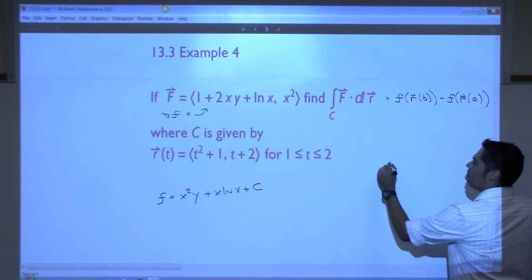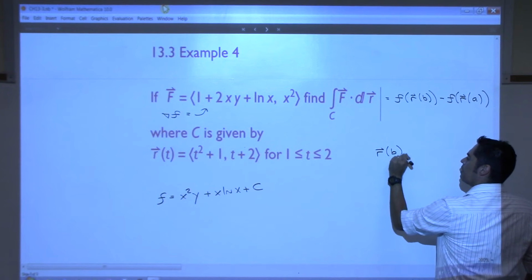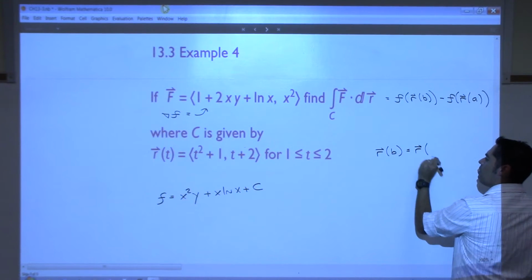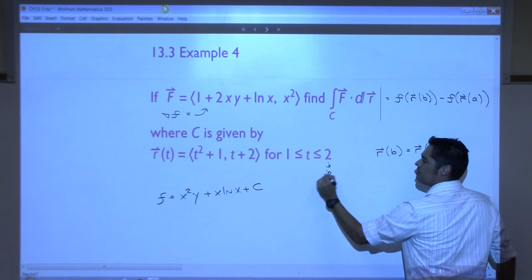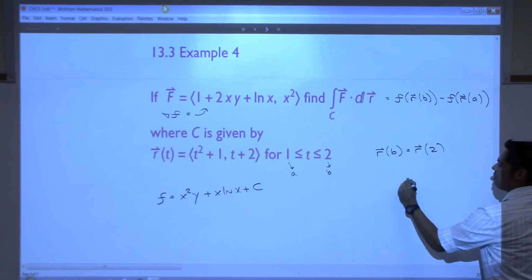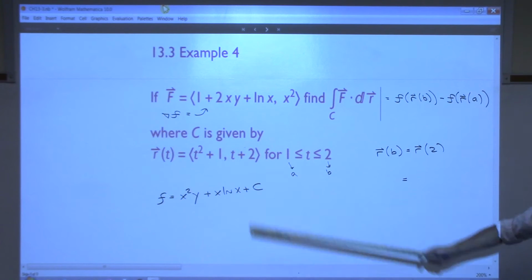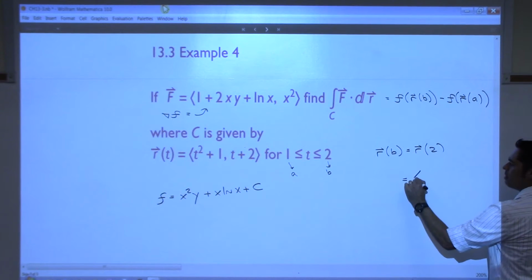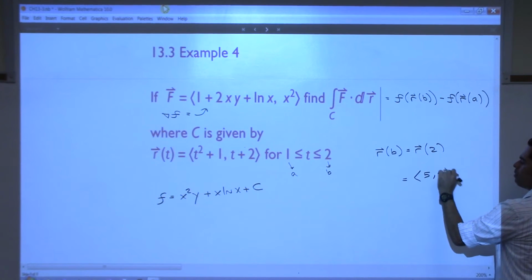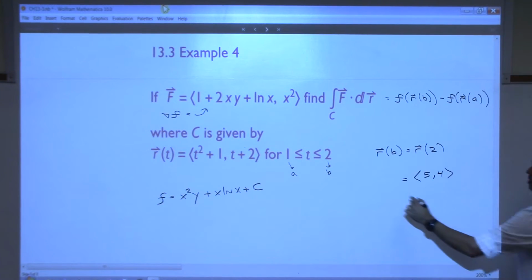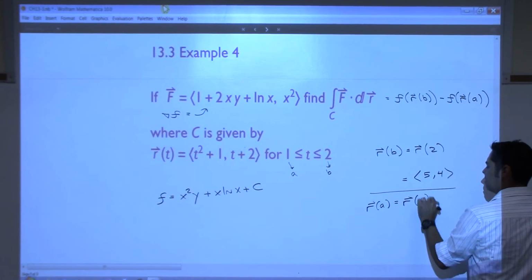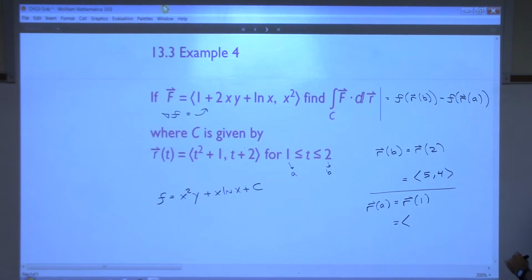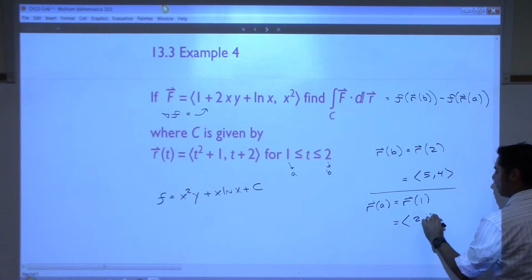So I'm going to need to know what is r of b, which is the same as saying what's r of 2, because this is our b, right? This is our a. And what is r of 2? So plug 2 into this. What do you get? The vector 5, 4, understand? Then I need to figure out what r of a is. That's r of 1, which is the vector 2, 3. Okay?